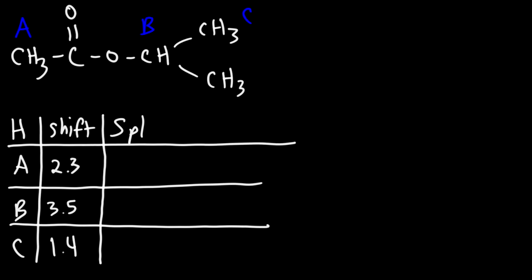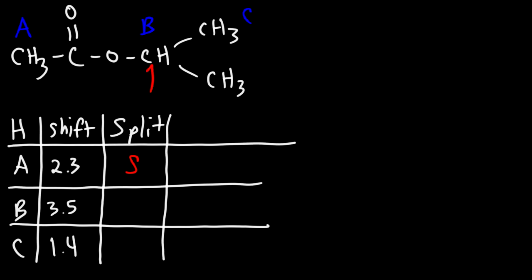Now let's talk about the splitting pattern. So how many adjacent protons are there for the methyl group? If we look at the carbon next to it, there are no hydrogen atoms attached to it. So there are no adjacent protons for this methyl group. So using the n+1 rule, it's going to be 0 + 1, which means this will appear as a singlet.